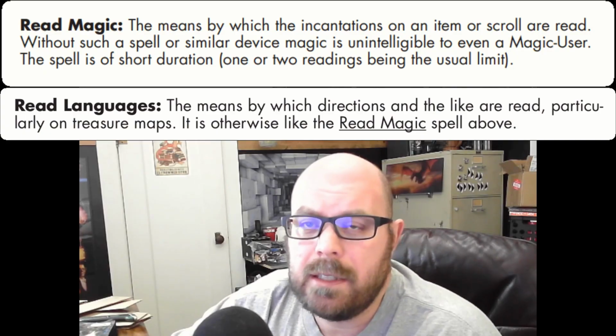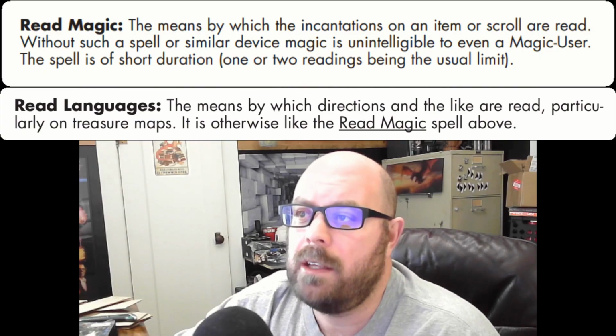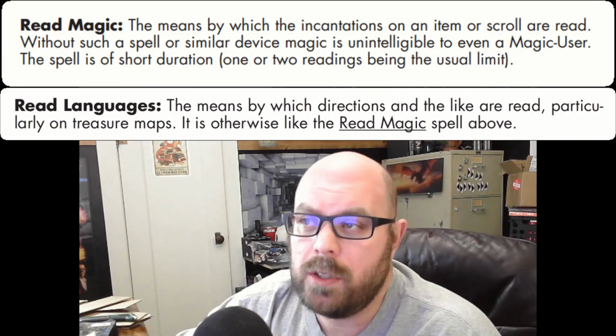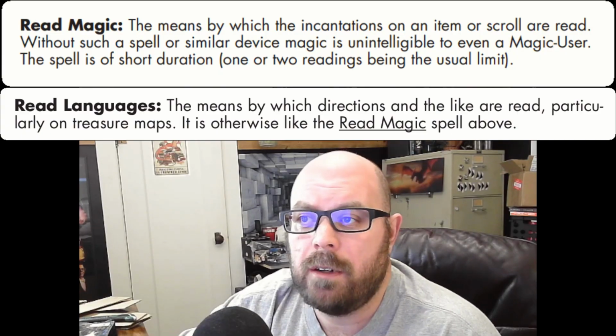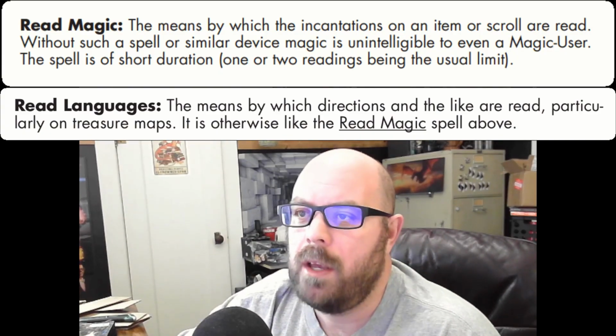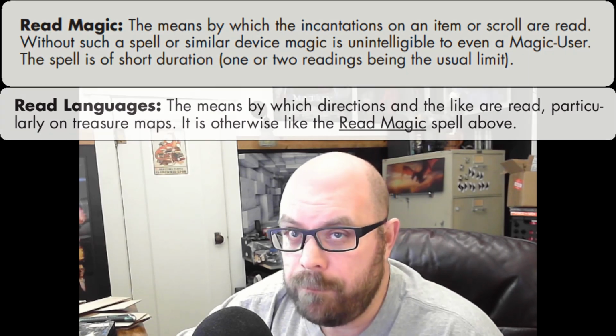It says that this is a spell by which the incantations on an item or on a scroll are able to be read. Without such, they're unable to be read. Okay, pretty straightforward. There's no discussion of duration. There is a discussion that this is good for 1 or 2 uses. There's no dice rolls to determine that or clarifications on what counts as a use.